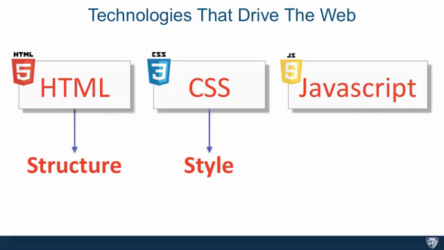So for example, if we have a heading in our HTML document, it will tell us what color, what font size it is. So that's the job of CSS. And the third, JavaScript, its job is to provide behavior, provide functionality. It adds functionality to the page.